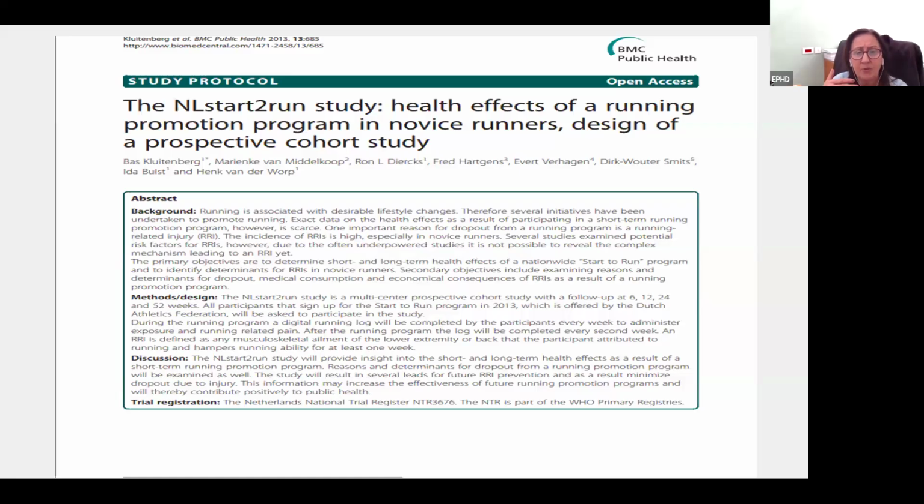And then, of course, some people were running, some people were not running. They had a digital running log for people, and then they followed up after 6, 12, 24, and 52 weeks. And they look at specifically outcome. So RR is defined as any muscular ailment, and I'm not sure what exactly the outcome was.